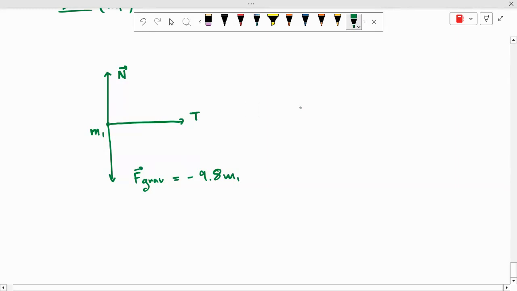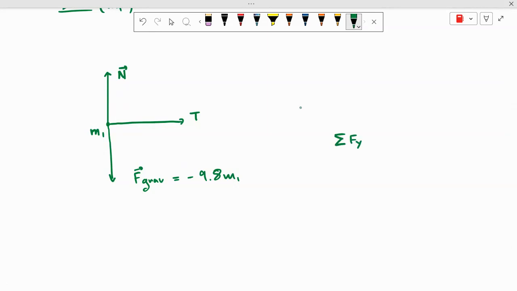We have gravity pointing down, of course, and F grav is obviously minus 9.8 M1, because the force of gravity is M times the acceleration of gravity. And we will have the tension in the rope, but we will also have the force that the ground exerts on the person. Because the person isn't moving up or down, only side to side, its motion in that direction is 0. So N and F grav must sum to 0, and they're both in the y direction.